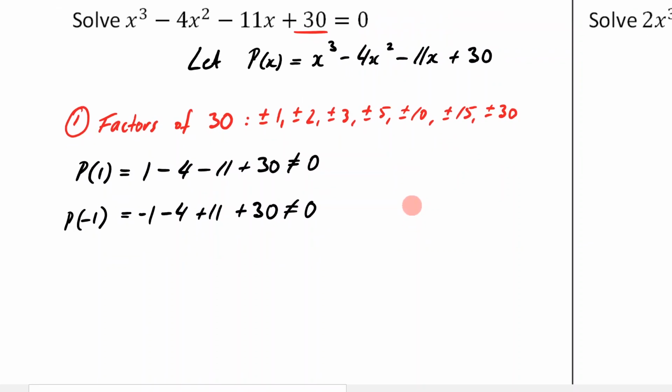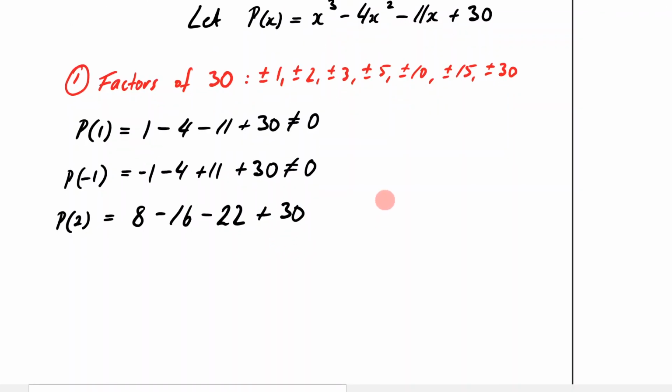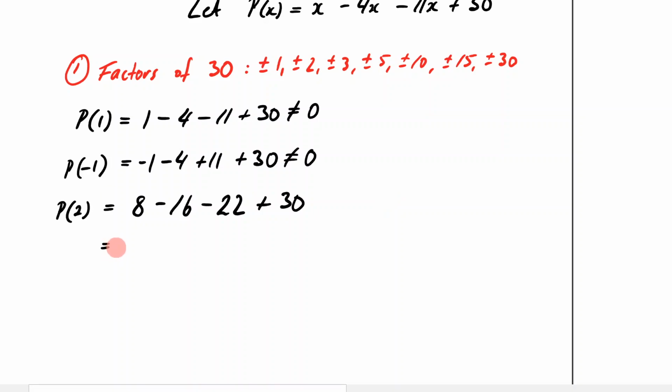Let's move on to our next one, which is going to be positive 2. So I put positive 2 into this, and I'm going to get 8 out here because 2 cubed is 8. Then I'm going to get 2 squared, which is 4, and then minus 4, minus 16. Then I'm going to get minus 44. Sorry, minus 22, because 11 times 2 is 22. Then I'm going to get plus 30. Okay, this one looks somewhat promising, so let's just keep analyzing it.